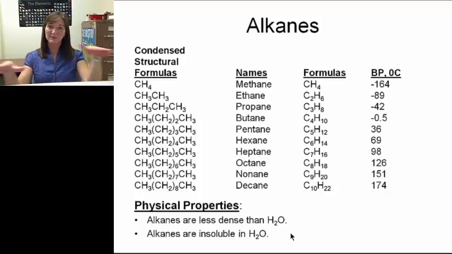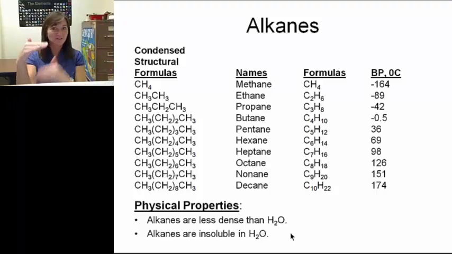I can't remember. There was some accident that caused the oil spill. And what happened was the oil made a layer on top of the ocean. That was an indication to me that it was less dense than water because it floated on top of the water. And it also didn't dissolve. It made two different layers. So that also helped me remember that alkanes are insoluble in water.